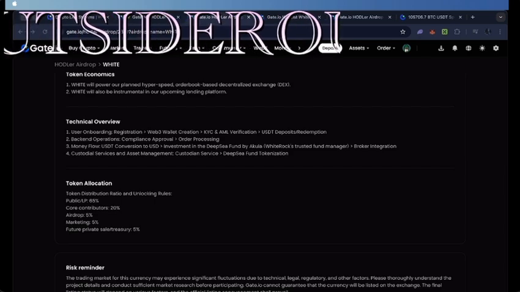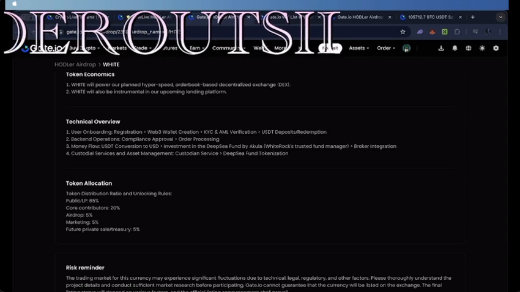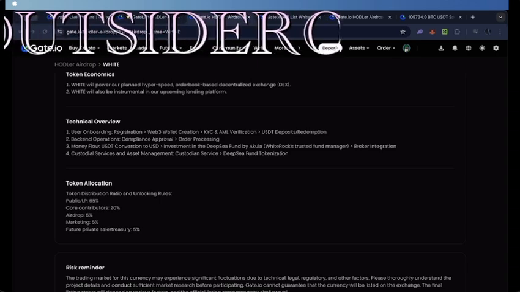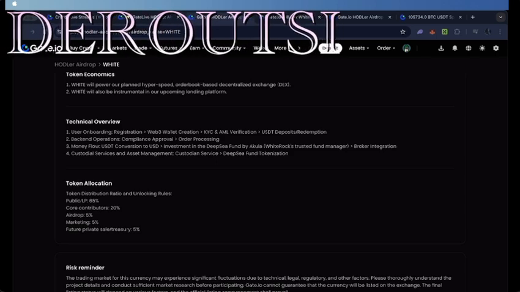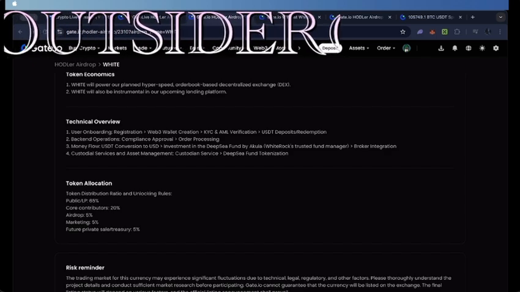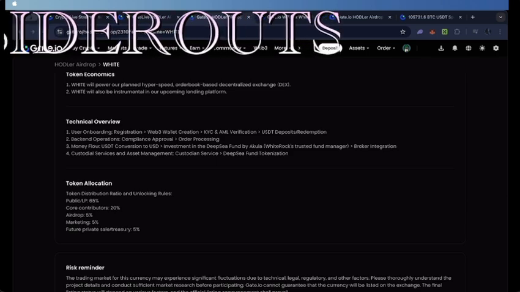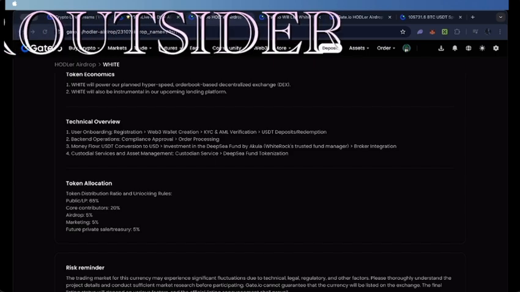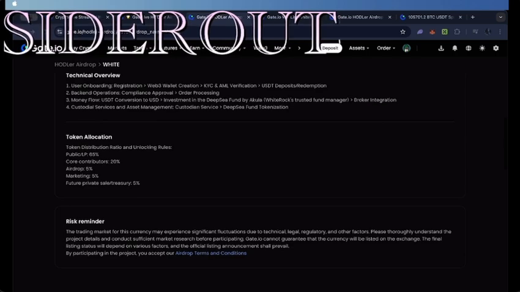Technical overview: user onboarding, registration, Web3 wallet creation, KYC and AML verification, USDT deposit and redemption. Backend operations: compliance approval, order processing. Money flow: USDT conversion to USDT, investment in Deep Sea Fund by Akula, YTRAC's trusted fund manager, broker integration for custodial service and managed asset management, custodian service, Deep Sea Fund tokenization, token allocation.